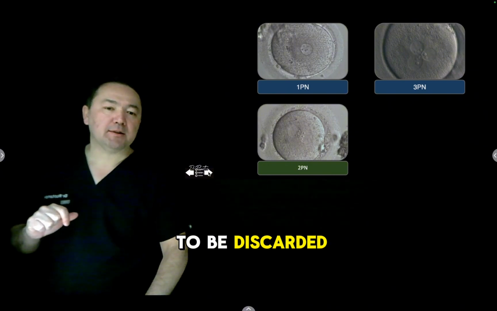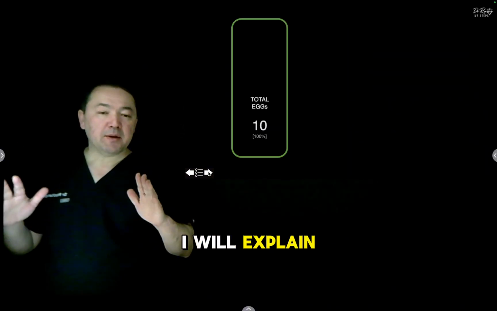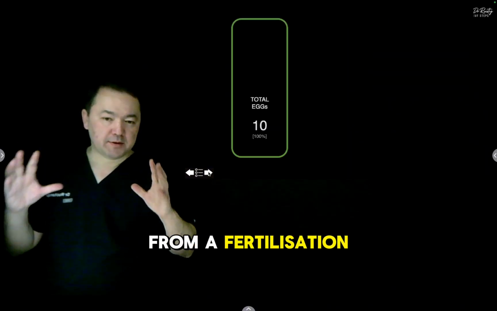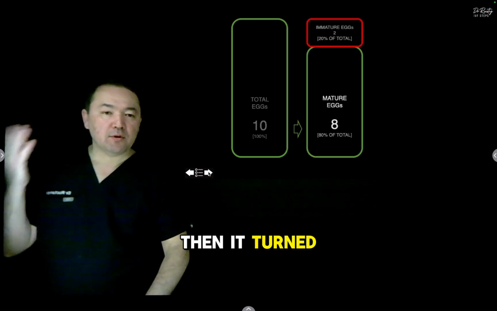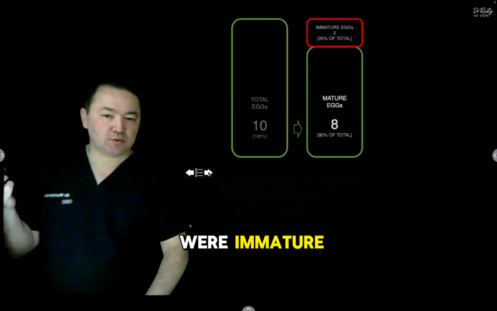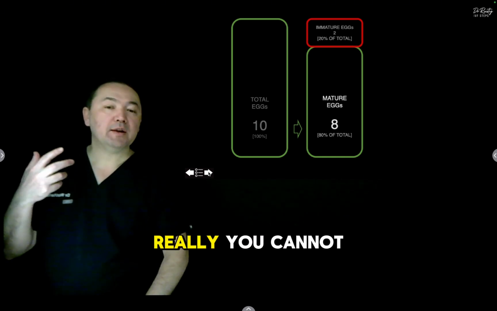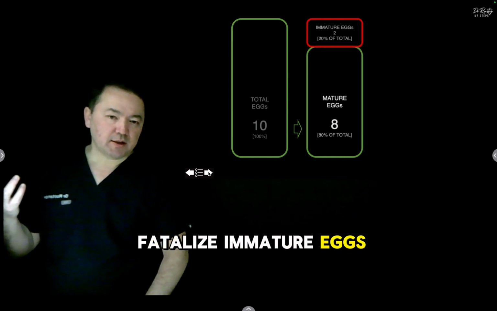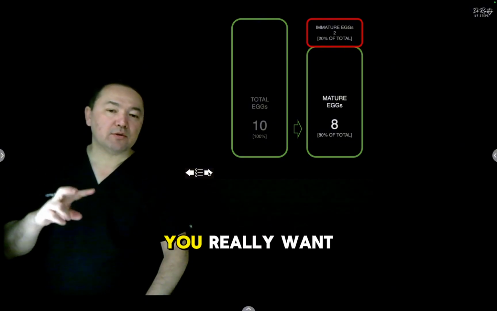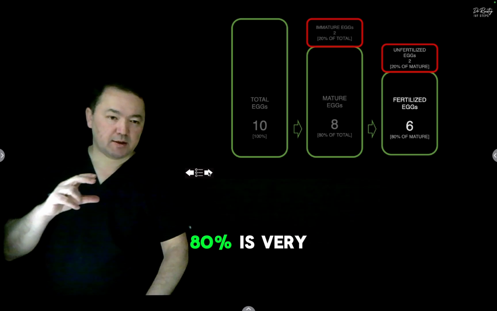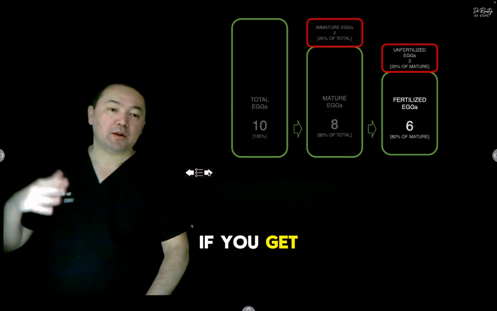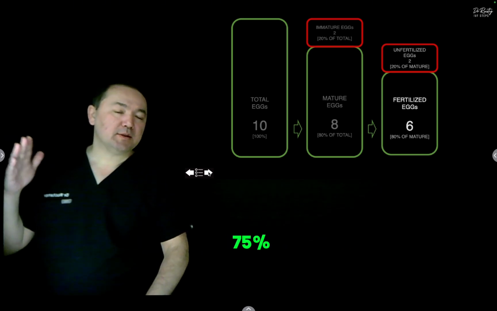needs to be discarded. Generally, I will explain what you should expect from fertilization. Let us say you had a total number of 10 eggs. Then it turned out that 2 of those eggs were immature and 8 were mature. Really, you cannot fertilize immature eggs. Out of 8 eggs, you really want to get at least 6 fertilized eggs. 50% is a very good number. If you get more, that's excellent, but it should be more than 75%.